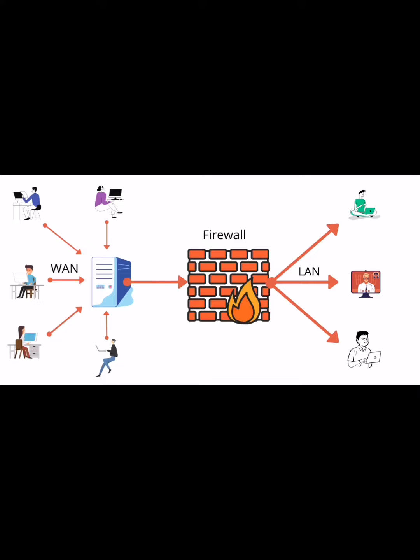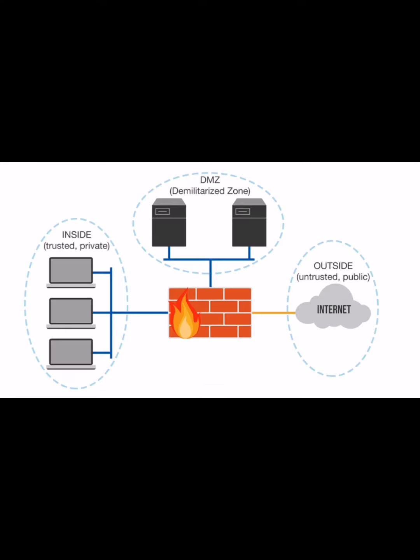Now moving towards another term, that is DMZ, the demilitarized zone. DMZ means allowing the public to access certain network services while still maintaining the security of your internal devices. Common services that would be placed in the DMZ include a web server and a domain name system server, that is DNS server. Now, moving towards the next term, that is VPN.